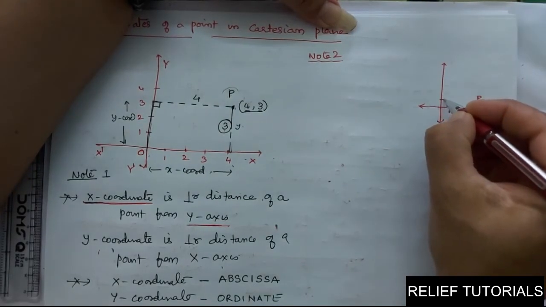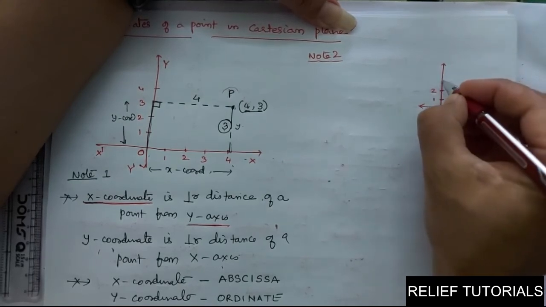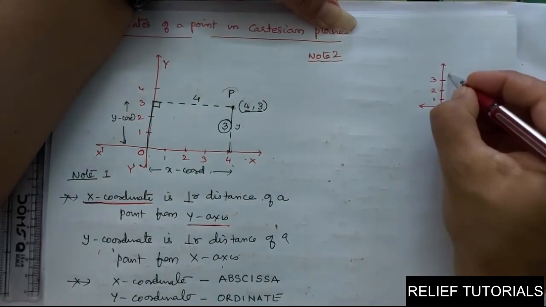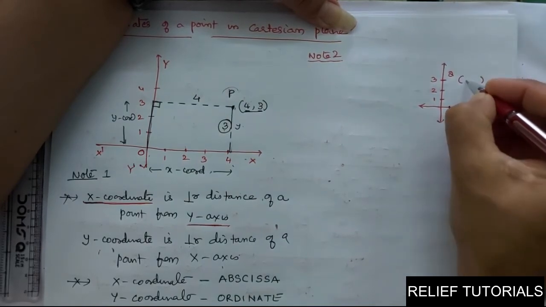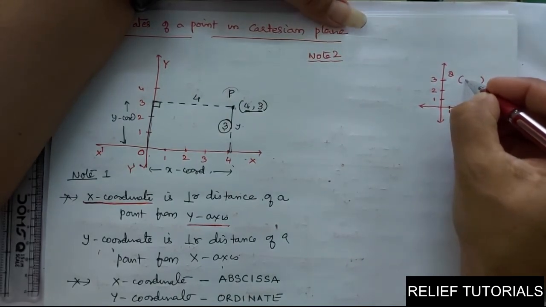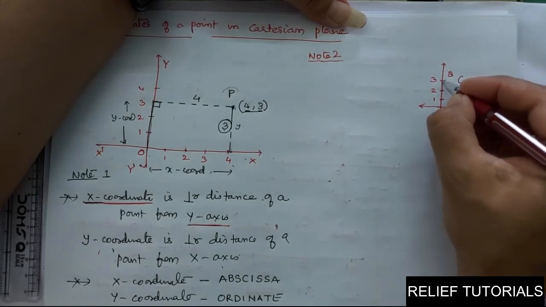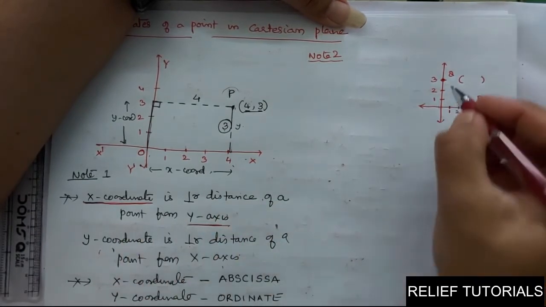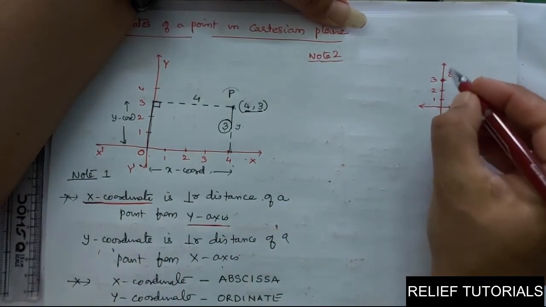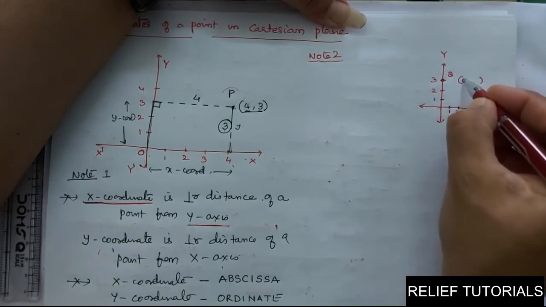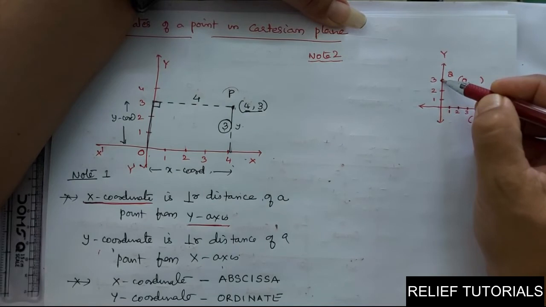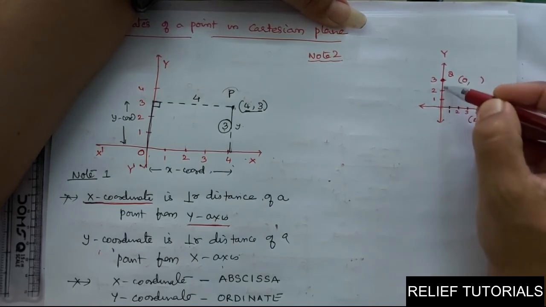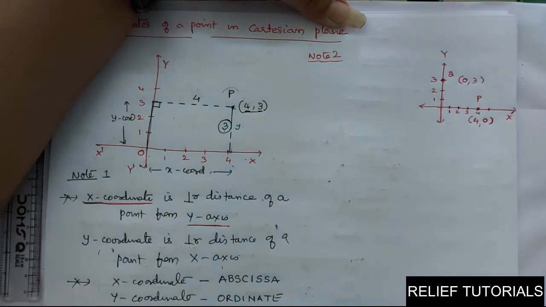Similarly, see here 1, 2, 3. Now we want this point Q. What will be the coordinate? The x coordinate is the perpendicular distance of this point Q from the y-axis. What is the distance of this point Q from the y-axis? It is on the y-axis, so it will be 0. And the y coordinate is the perpendicular distance of this point Q from the x-axis. How far is it from the x-axis? It is 3 units. So this is 0, comma 3.